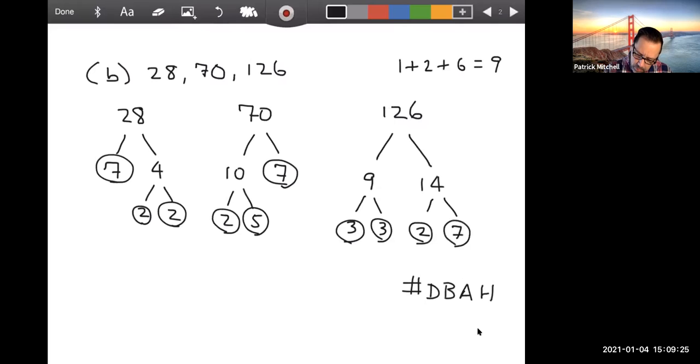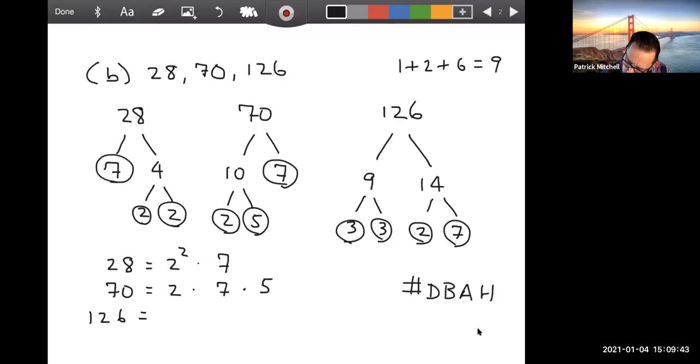Okay, so now let's write these in columns. We have 28 is 2 to the second times 7. 70 is 2 times 5 times 7, and I've got to put the 5 over here. And then 126, let's see, is 2 times 3 squared times 7. So 3 squared goes all the way over here. I have a total of 4 columns of prime numbers, 2 of which are complete.